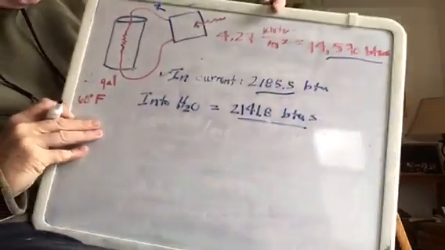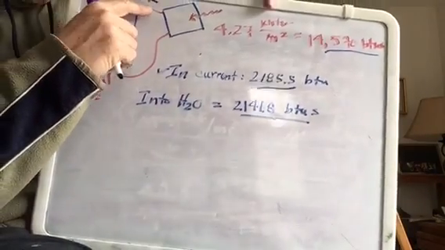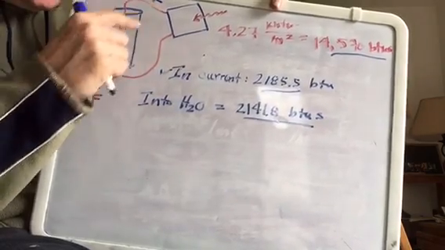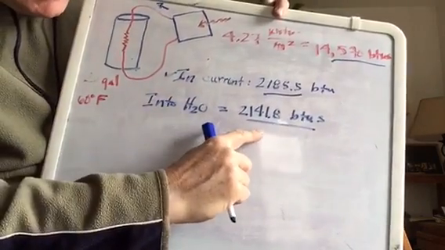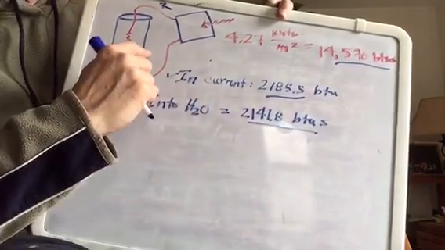Okay, into the water. So here I've got like 2,185. Well, this resistance is 98% efficient. So 98% of this energy ends up in the water. And so I got 2141.8 BTUs into the water.